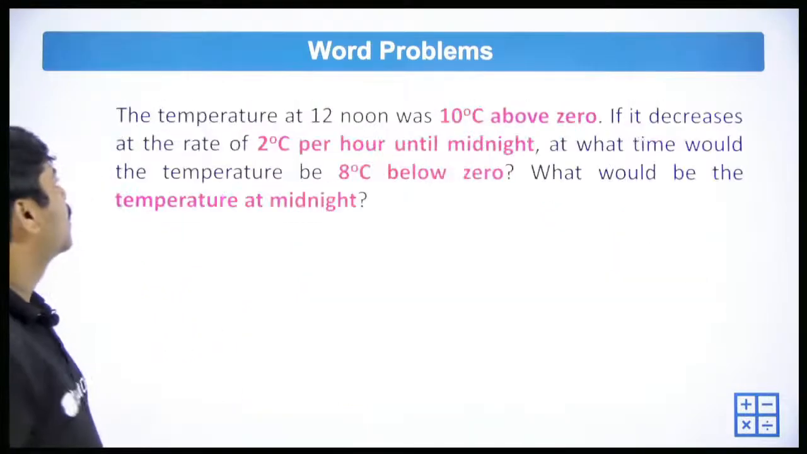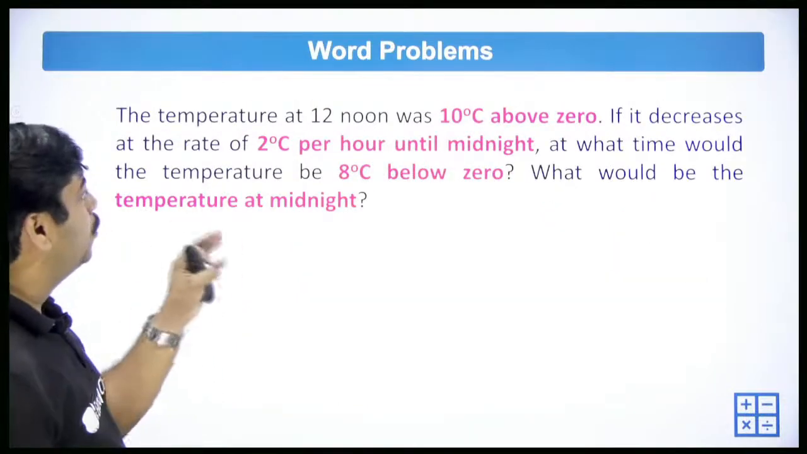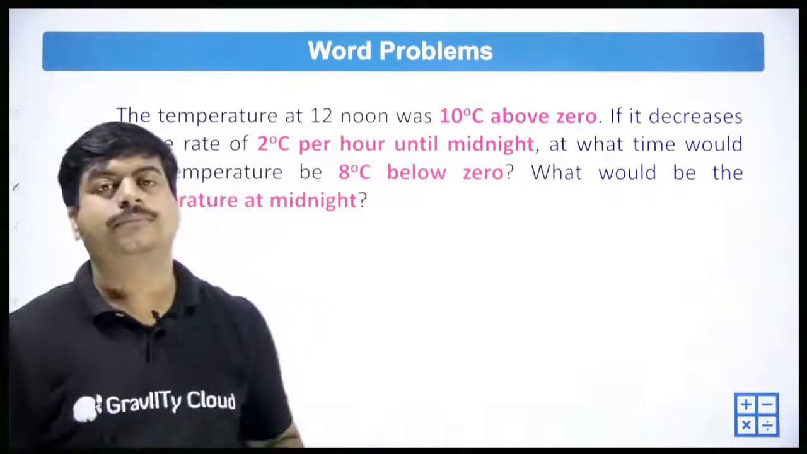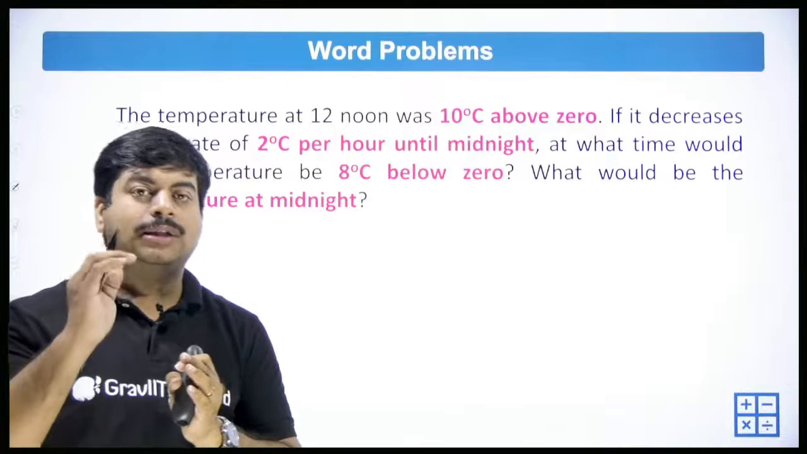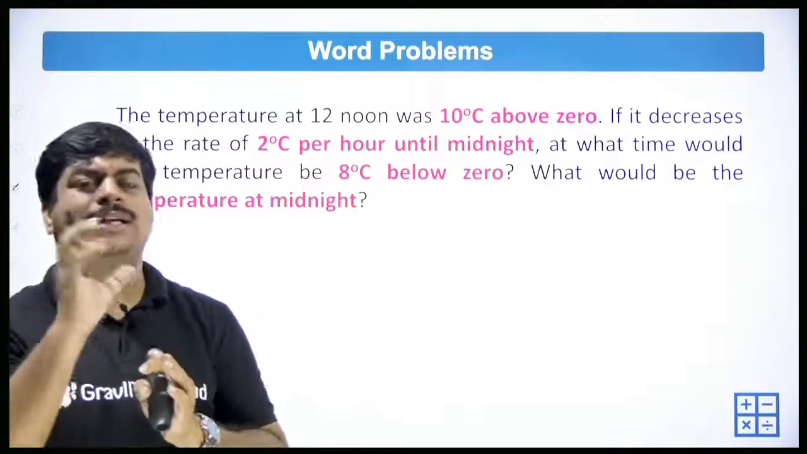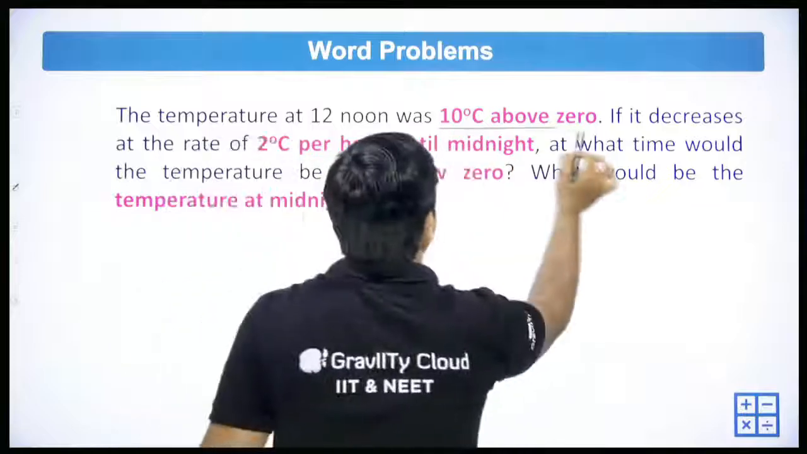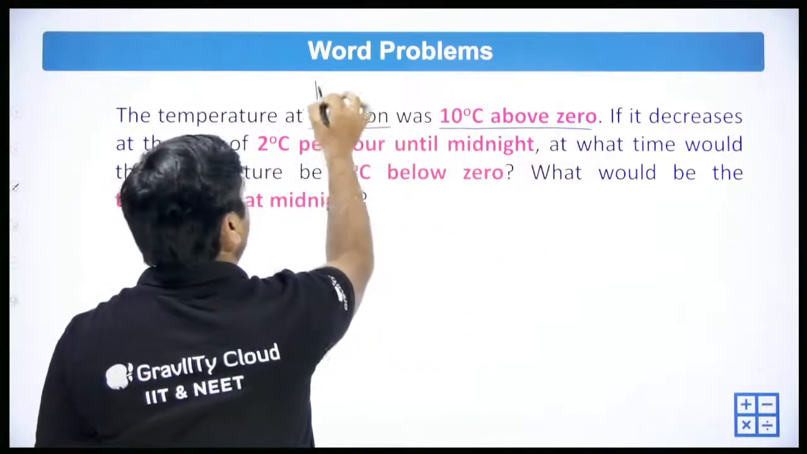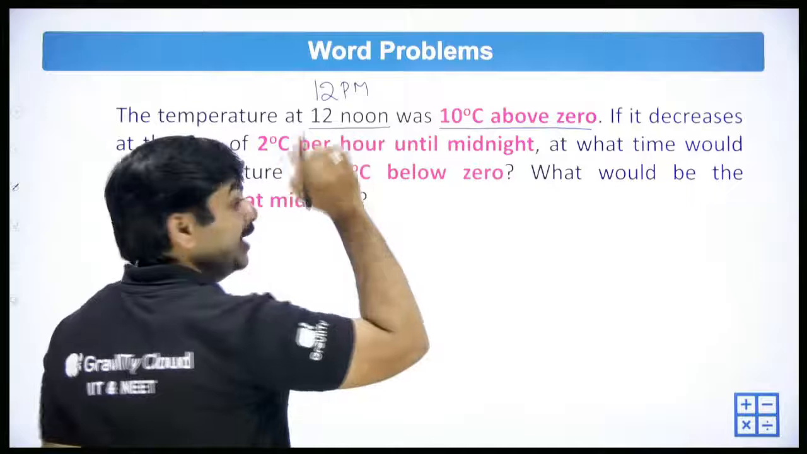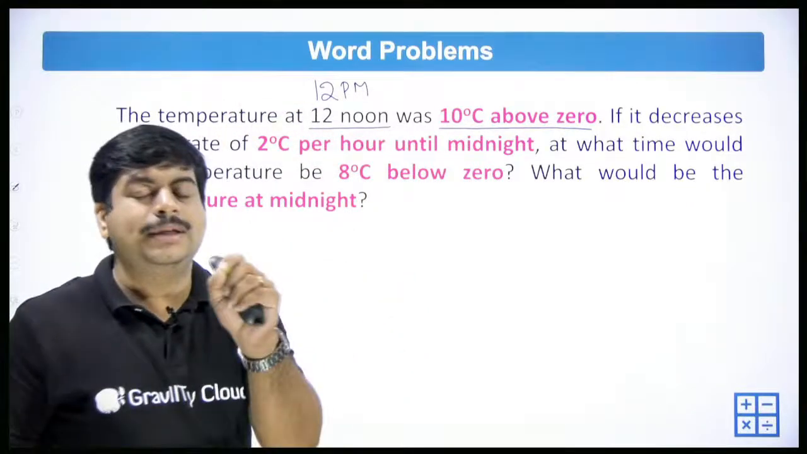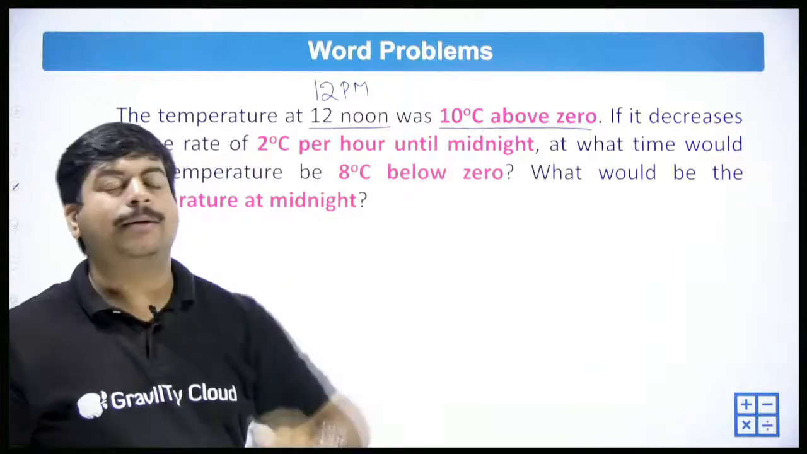The temperature at 12 noon was 10 degrees above zero. Above means positive. Above, upwards, to the right, always it states that it is positive. 10 degrees above zero, 12 noon. What do you mean by 12 noon? It is 12 p.m., not 12 a.m. in the night. Noon means afternoon, 12 p.m.